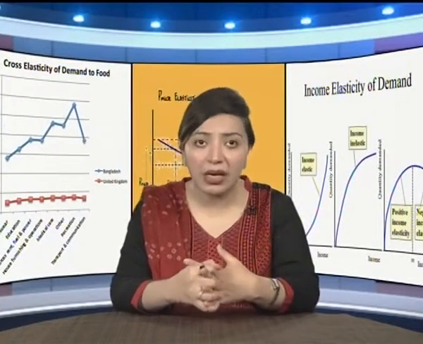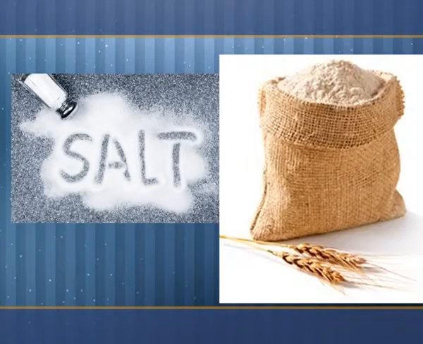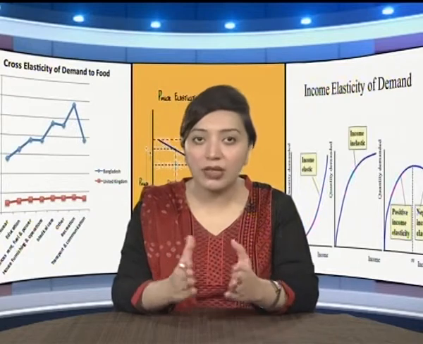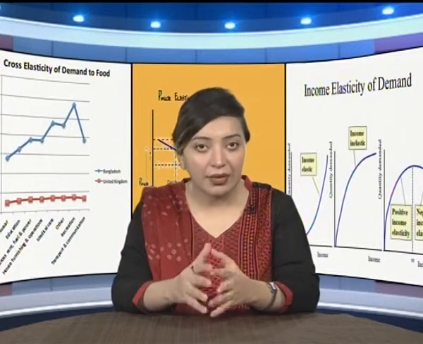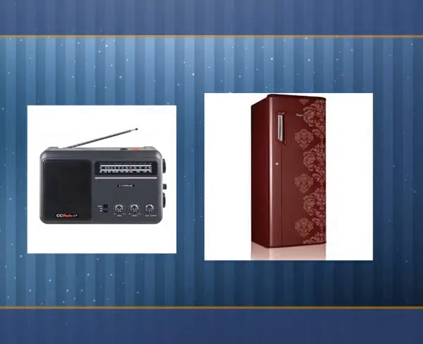Price elasticity of demand for different goods varies a good deal. Some goods like common salt, wheat and rice are very unresponsive to the changes in their price. The demand for salt remains practically the same for a small rise or fall in its price. Thus, the demand for common salt is said to be inelastic. Demand for goods like radios, refrigerators, etc. is elastic since changes in their prices bring about large changes in their quantity demanded.